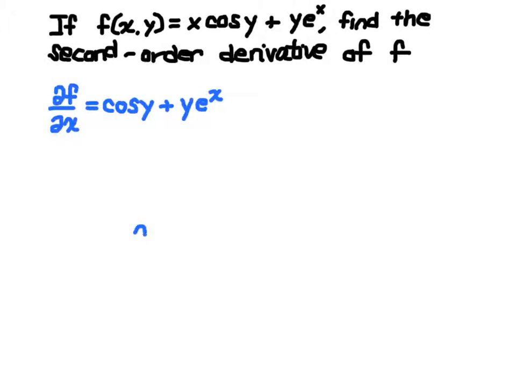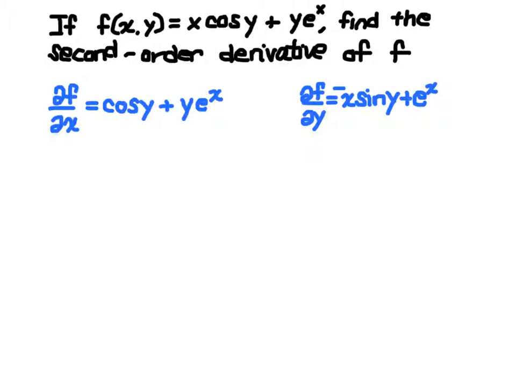Now let's find the partial derivative of f with respect to y. This time we're going to treat x like it's a constant. So if x is a constant, the derivative of the cosine of y is the sine of y. So that's going to be x, our constant, times the sine of y plus e to the x, which is treated like our constant, and the derivative of y is 1. So this is the partial derivative of f with respect to y. And I did leave out a negative sign there. Let's throw a negative right there because the derivative of the cosine is negative sine.